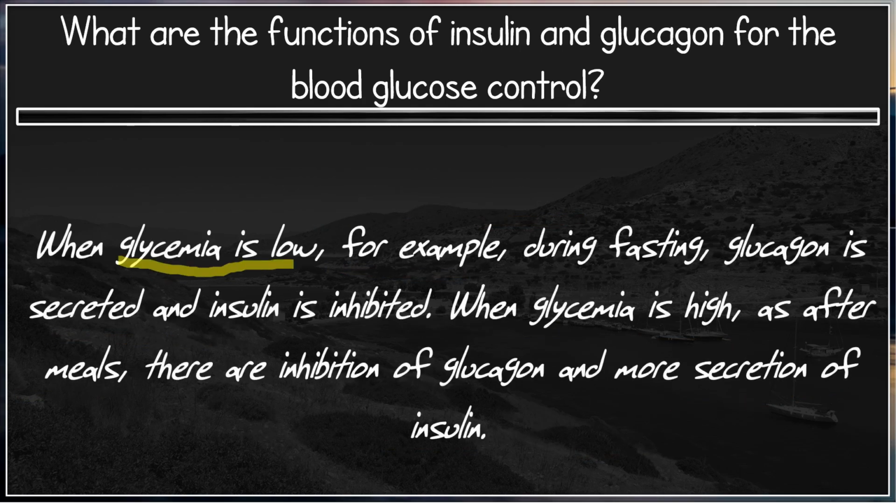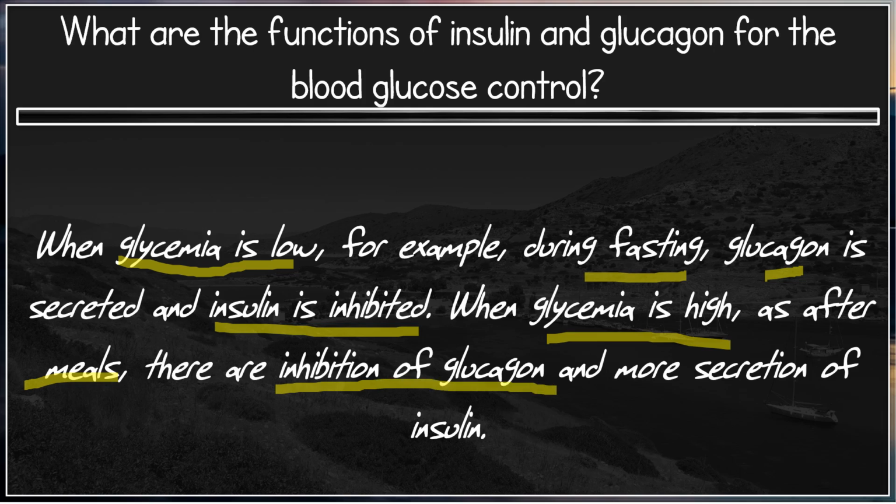Glycemia is low, for example during fasting. Glucagon is secreted and insulin is inhibited. Glycemia is high, that is, after the meals. There is inhibition of glucagon and more secretion of insulin.